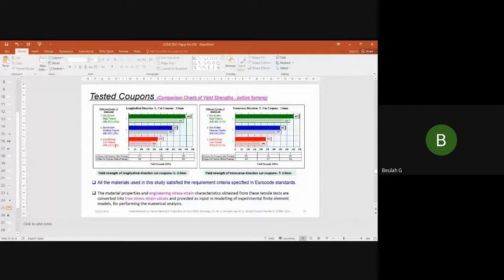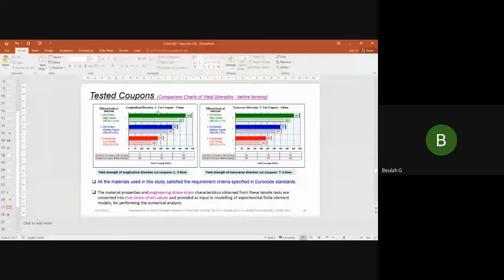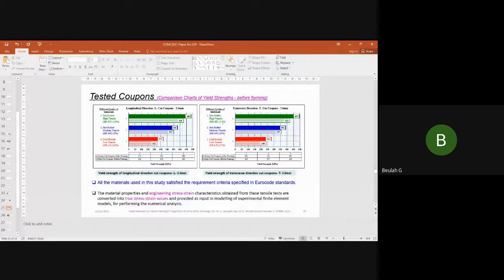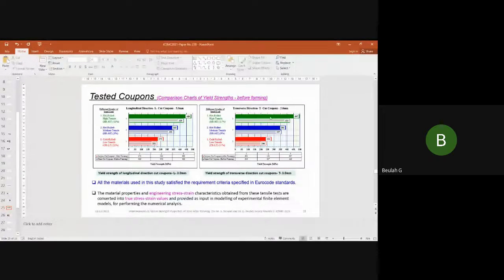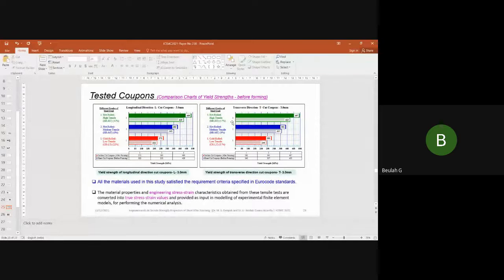There is a 22%, 8% and 13% increase in the coupons cut in the longitudinal direction, whereas in the transverse direction for the low tensile, medium tensile, and high tensile, it shows a marginal increase of 17, 9 and 17% for LT, MT, and HT respectively. So from these observations, the coupons cut in the transverse and longitudinal directions show a pattern in which the variation is much higher.